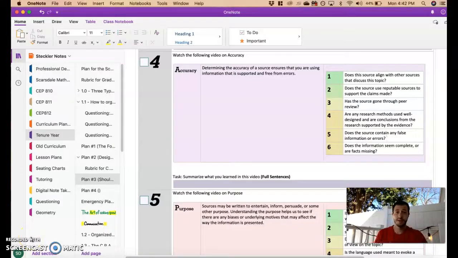And you made it. Time for accuracy. So accuracy is probably one of the more important elements because you don't want to be reading stuff that's false. So how do you know what you're reading is accurate?